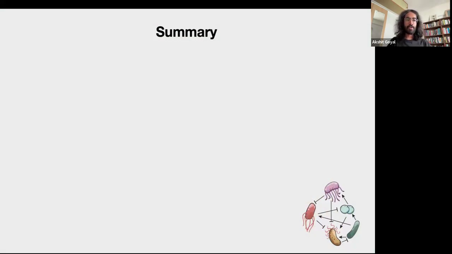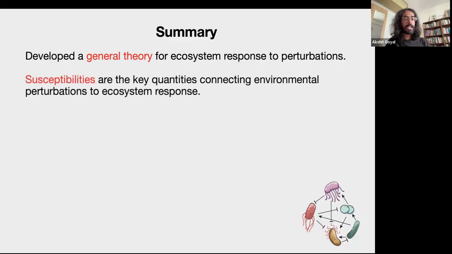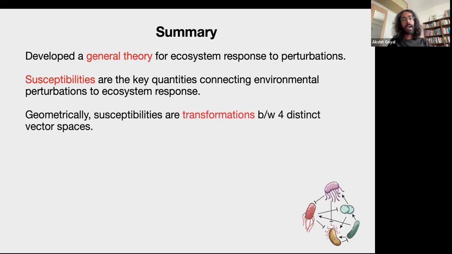And so I'll just quickly summarize. In this talk, we developed a general theory for how ecosystems respond to perturbations. By no means do we think that this is a complete theory, right? But we think it's heading in the right direction of generality. I think this theory teaches us something important, which is that these susceptibilities are the key quantities that connect environmental perturbations to how ecosystems respond. And so in principle, these are the kinds of quantities that one would like to measure.